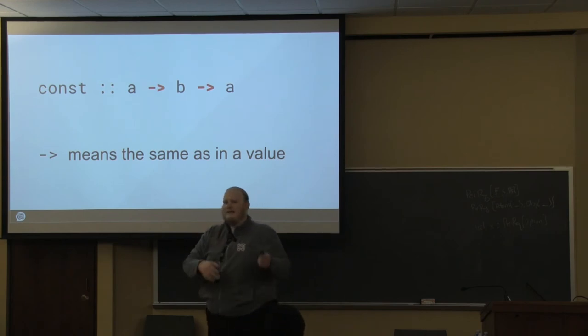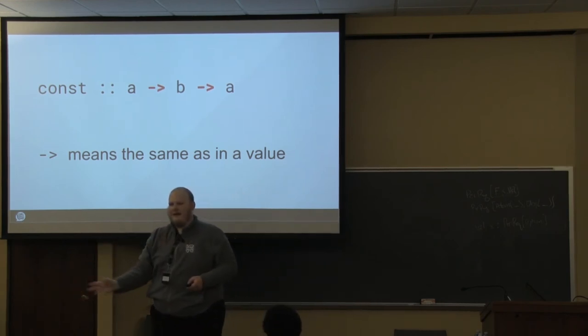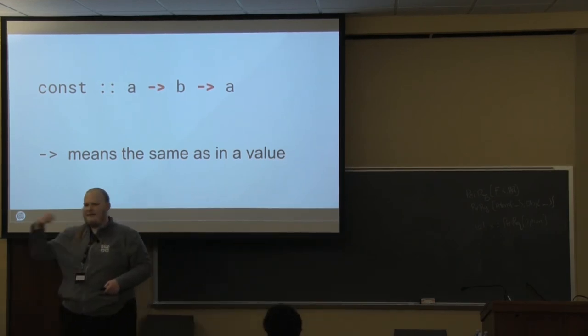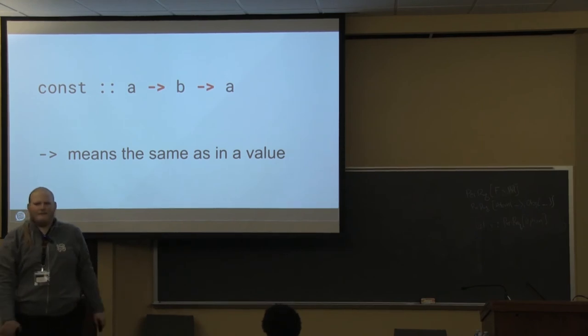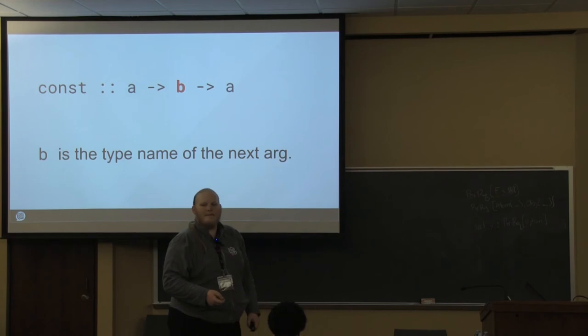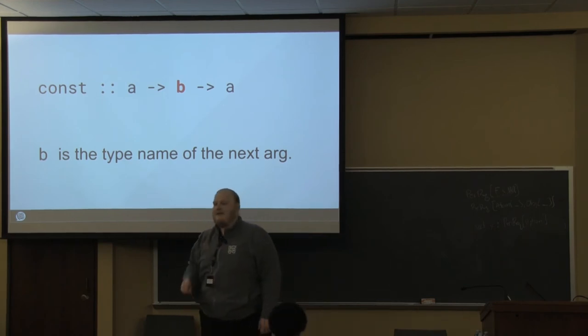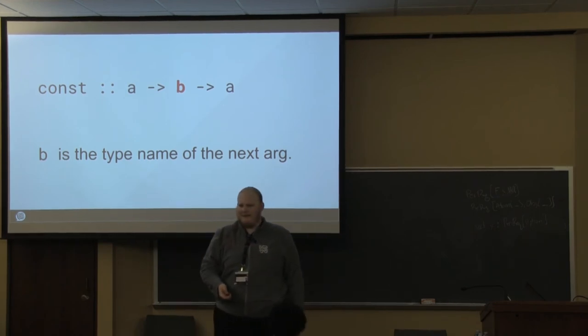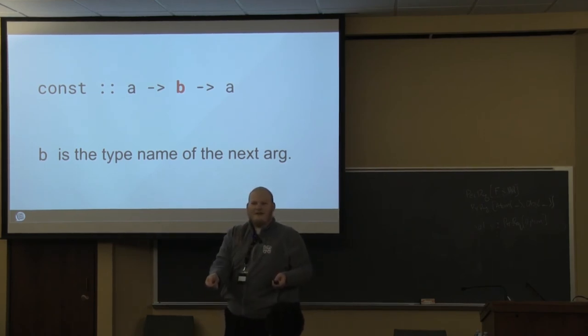Arrow: I'm taking in a value, I'm taking in another value, I'm giving you the first one. b is another type identifier, but it's different from a. They don't have to be different, but they are allowed to be. Now, if I take in two arguments and give you the first one, what's the type of my result? It's going to be the same type as the thing you gave me the first time.